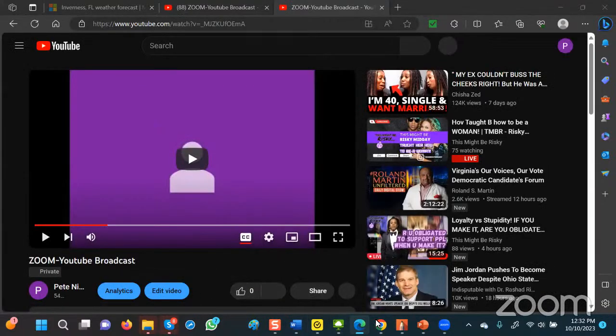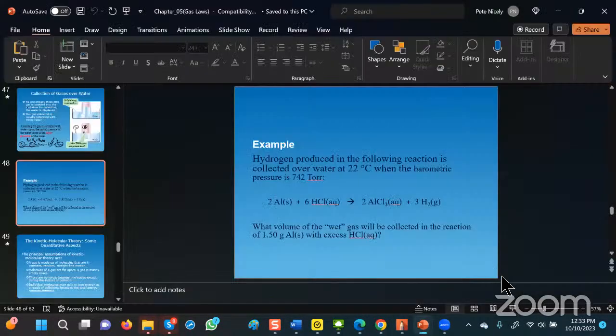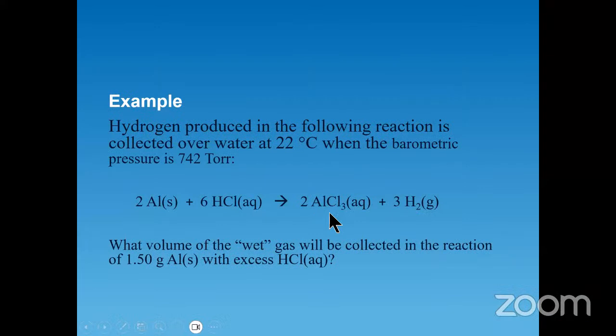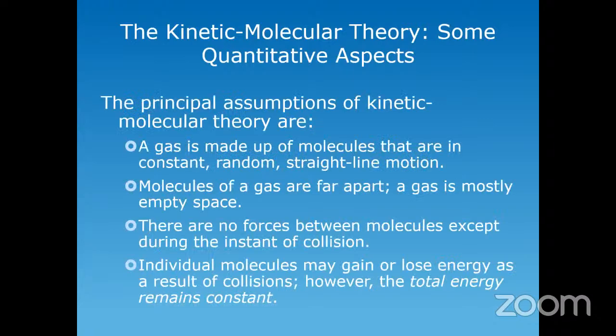All right, so let me go back to... so, as I recall, this is the last thing we did. So now we're going to talk about some quantitative aspects of the kinetic molecular theory. We didn't really discuss it, we touched on it earlier.